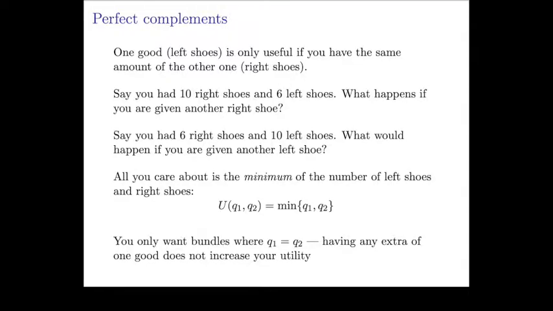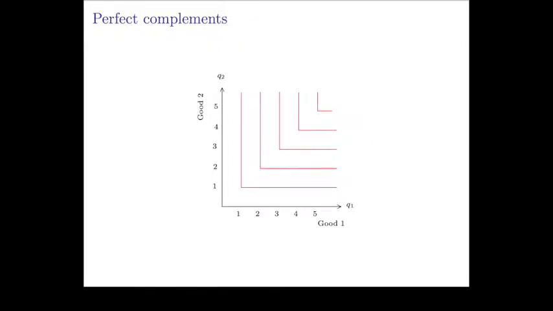So you only really want to consume these bundles where you have Q1 equals Q2. Having extra units of either of the goods doesn't really help you. So how do your indifference curves look? Well, they look like these L-shaped things. Why is that? Take some bundle here. So you've got here more of good 1 than you have of good 2. You have, let's say, 3 and change of good 1. You have 2 of good 2.